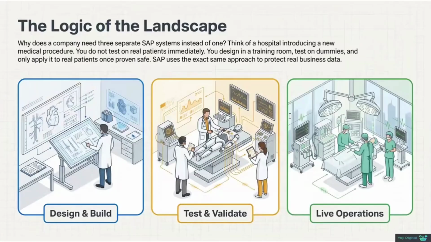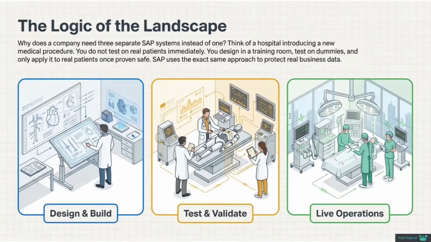So first, what exactly is a system landscape in SAP? A system landscape is simply a group of connected SAP systems that work together, each one with a different purpose. Think about this practically. When your company makes a change in SAP, like modifying a role or creating a role or changing a configuration, you do not want to make that change directly in the live system where real business is running. That would be too risky.